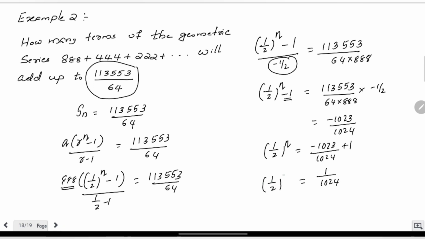This side is half to the power n. Remember, what I am finding here is the value of n, isn't it? So can I express this number as half to the power n? Yes, it's possible. It is the same as half to the power 10, isn't it? All right. So this side is half to the power n, which means what is the value of n? I can see that both sides have base half, which means the powers are the same. That is n is equal to 10, which means 10 terms are added to get this answer. Is it clear now? Okay, now we can go to the homework section.